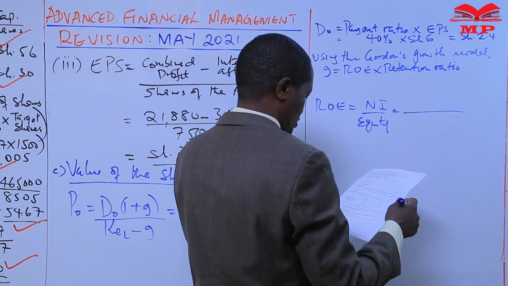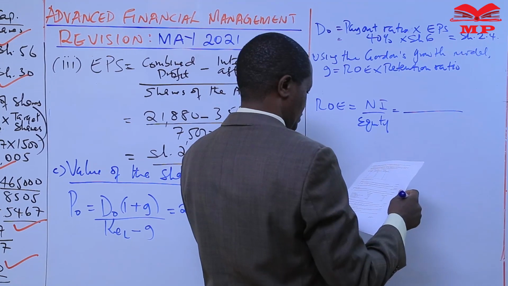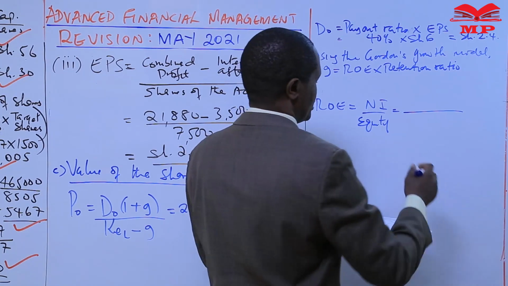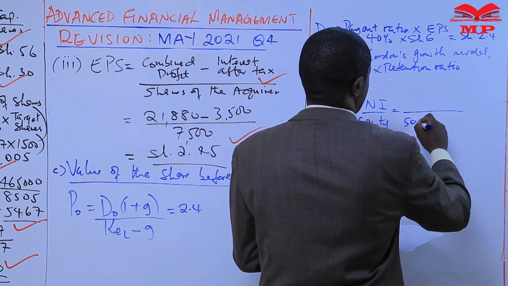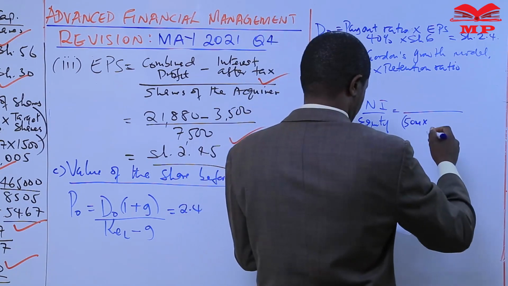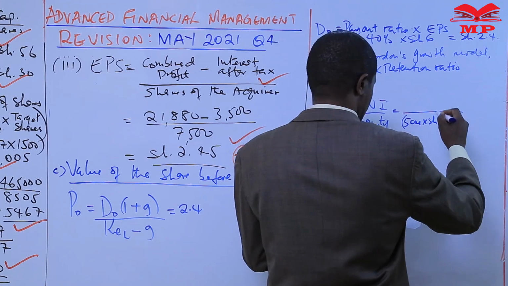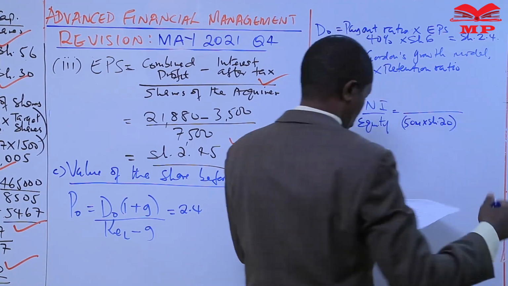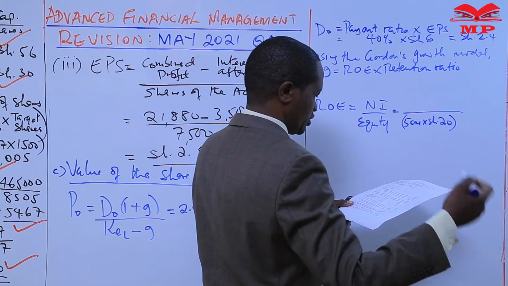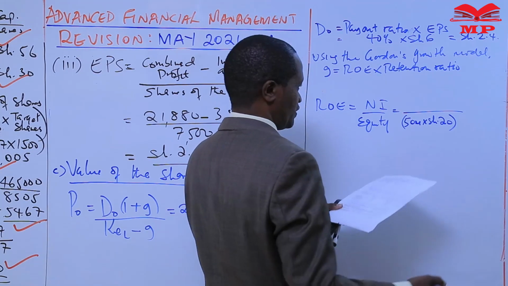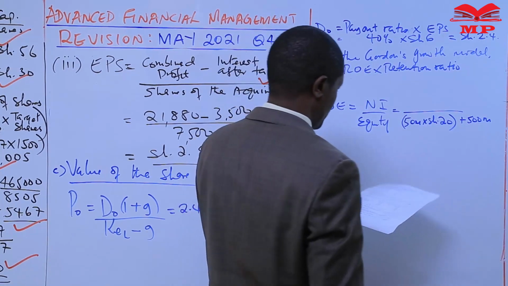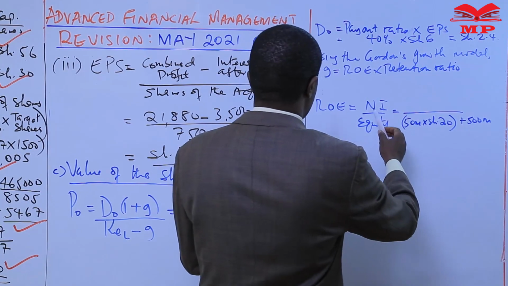So we have equity there, candidates. Equity there is 50 million ordinary shares, so we'll have 50 million ordinary shares times the par value of 20 shillings, that is the ordinary share capital, plus the total revenue and capital reserves of 500 million shillings. So we need to determine the net income.